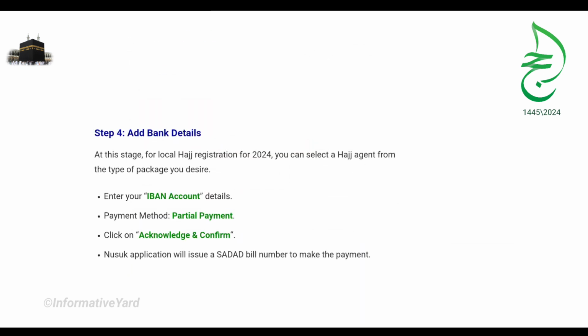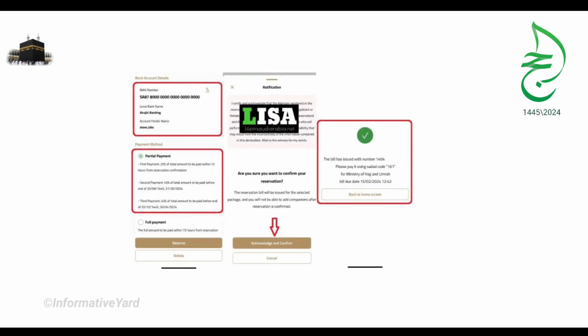Step 4. Add bank details. At this stage, for local Hajj registration for 2024, you can select a Hajj agent from the type of package you desire. Enter your IBAN account details, payment method, partial payment. Click on acknowledge and confirm. Nusuk application will issue a SADAD bill number to make the payment.